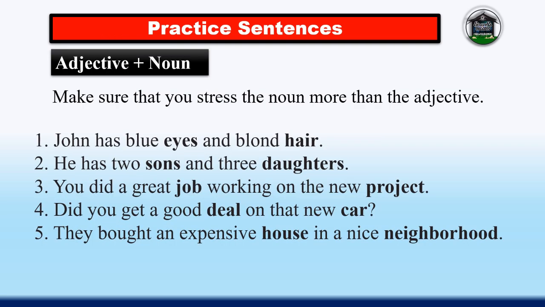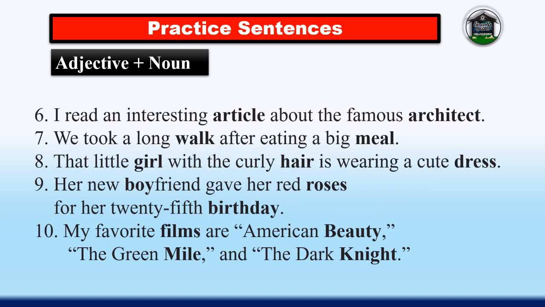Adjective plus noun. Practice sentences. Make sure that you stress the noun more than the adjective. John has blue eyes and blonde hair. He has 2 sons and 3 daughters. You did a great job working on the new project. Did you get a good deal on that new car? They bought an expensive house in a nice neighborhood. I read an interesting article about the famous architect.